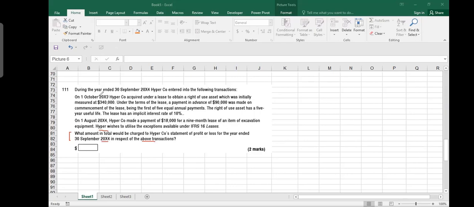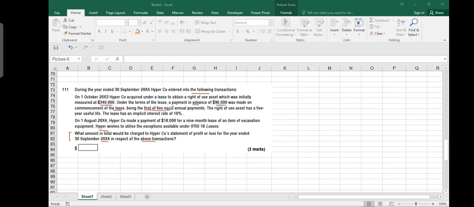So let's start reading it. It says that during the year ended 30th September 2004, Hyper Company entered into the following transactions. On 1st October 2003, Hyper acquired under a lease to obtain a right of use asset, which was initially measured at 340,000. So this company is acquiring an asset. Under the terms of the lease, a payment in advance of 90,000 was made on commencement of the lease. At the time of the lease, you paid 90,000 in advance, being the first of 5 equal installments.